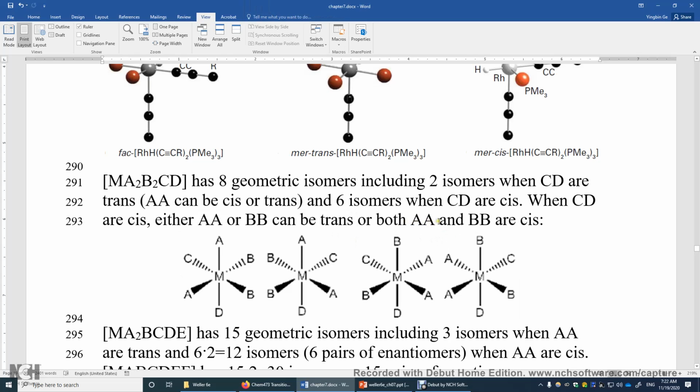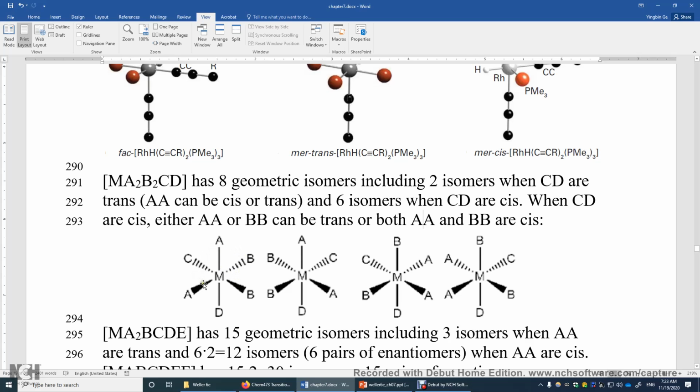So we can have both AA and BB to be cis. And in these 4 isomers, these 4 are different. Okay, now let's look at the difference. In these 2 geometric isomers, A and D are on the opposite sides. In these 2, B and D are on the opposite sides. So A and D, A and D, B and D, B and D. Now, what's the difference between these 2? Well, they are enantiomers. They are mirror images of each other. They cannot be superimposed on each other.